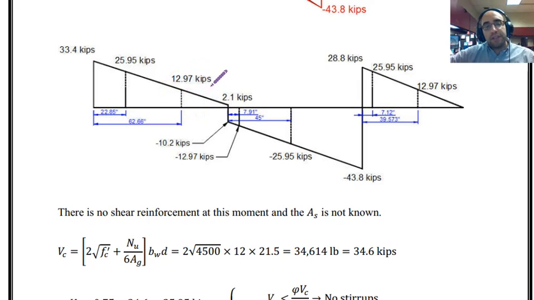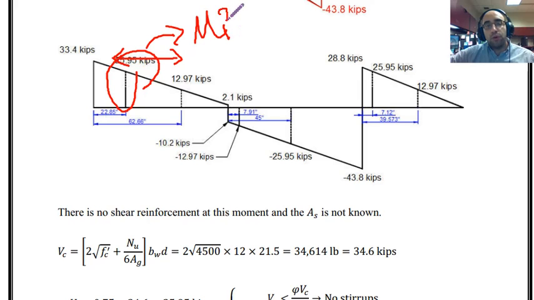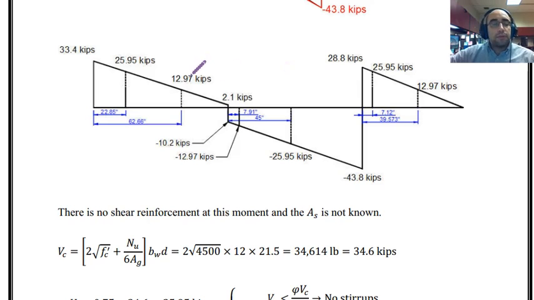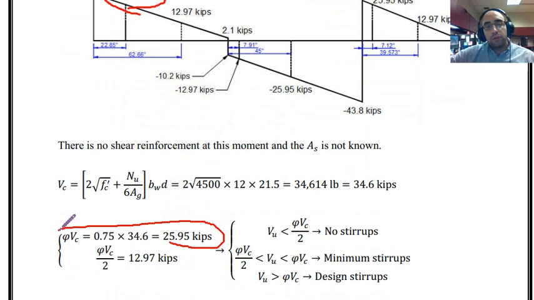So it means in this region where the amount of shear load is smaller than Vc over 2, we don't need any stirrups. Now I have to find the location where the amount of shear is equal to Vc, because we know in the region where the shear is between Vc over 2 and Vc, we need to provide the minimum shear reinforcement, right? So I need to find the location where the amount of shear is equal to 25.95, or it is equal to Vc.